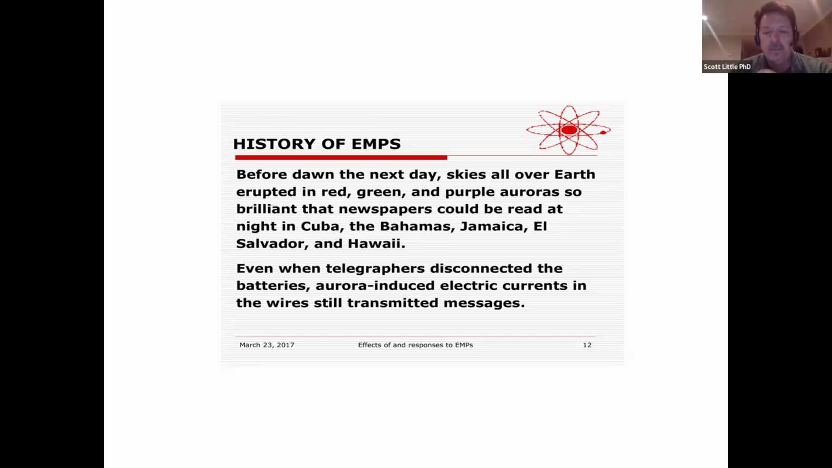So I just thought that was really fascinating, that even when they weren't powering the telegraph machines themselves, there was enough electricity within the atmosphere around them, the air around them, that they could actually still send messages through the telegraph machine without it being connected to its batteries. I just thought that was really fascinating.